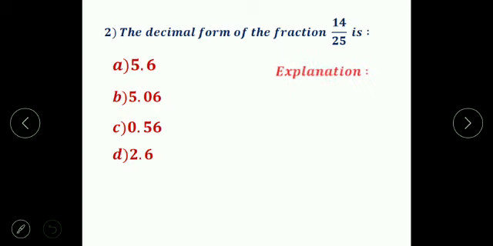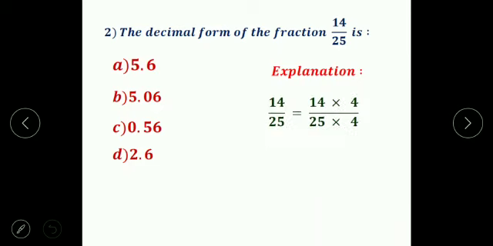Now see example number 2. The decimal form of the fraction 14 divided by 25 is option number A 5.6, option number B 5.06, option number C 5.56, option number D here 0.56, option number E here 2.6, correct? Now see the explanation. Your given question is 14 divided by 25.